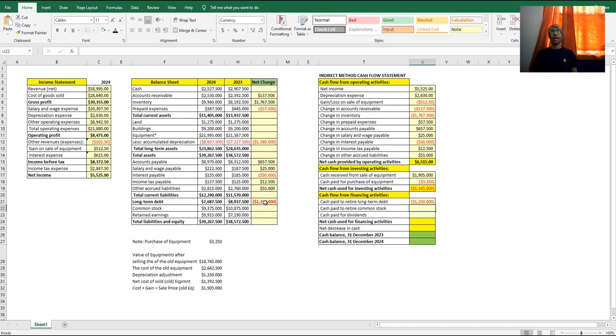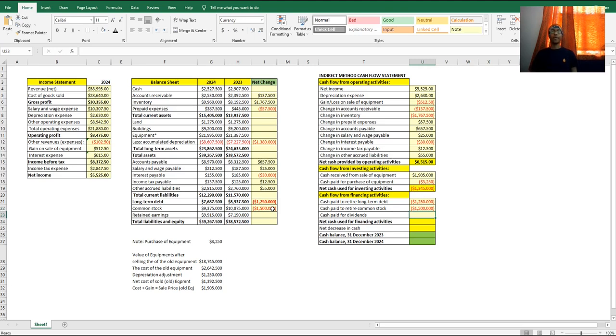Cash paid to retire common stock. This will be, let's say if there is a decrease. There is a decrease, 9375 minus 10875. So the decrease is 1500. Again, this is cash paid. So this will be a negative entry.